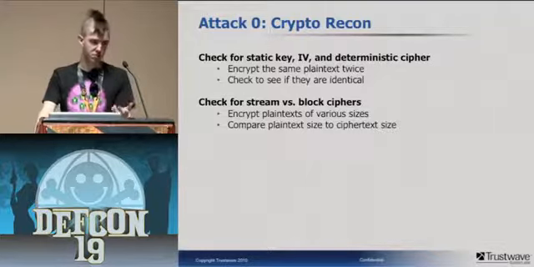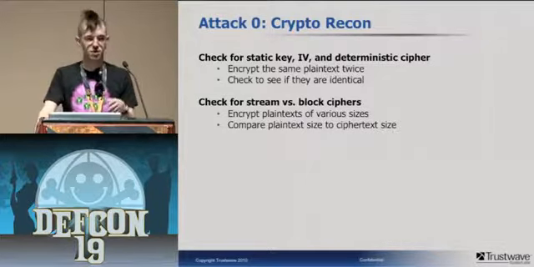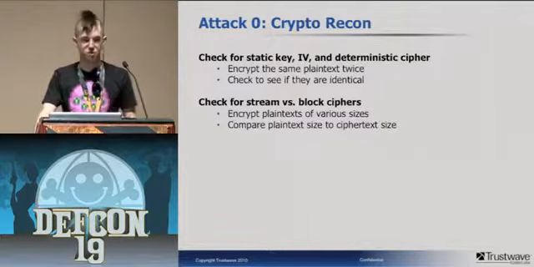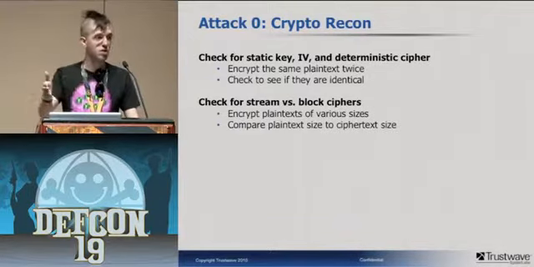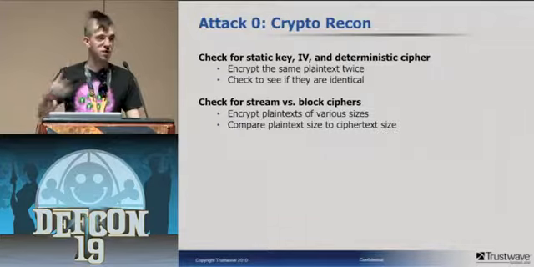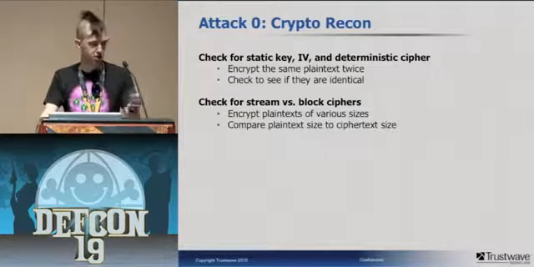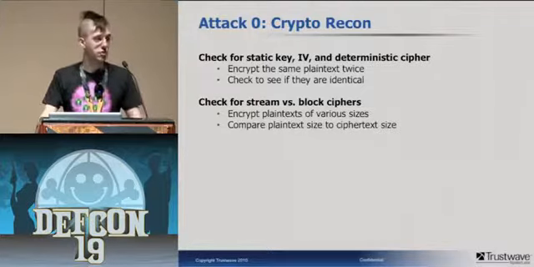You can encrypt some piece of plain text, and if the size is dependent on the size of the plain text divided by 8 or 16 or something like that, then it's a block cipher. And if it just grows with the plain text, no matter how many bytes you're tacking onto the end of it, a linear relationship, you have a stream cipher.